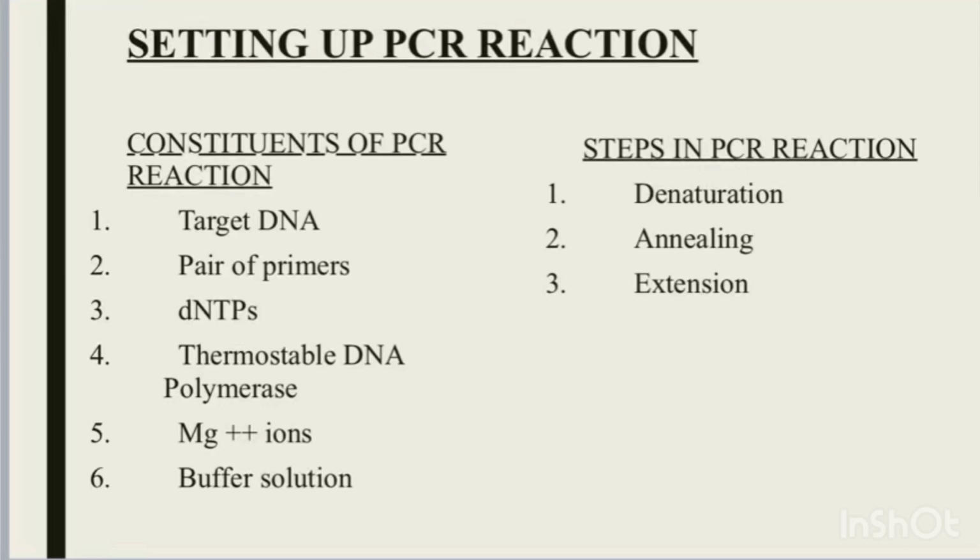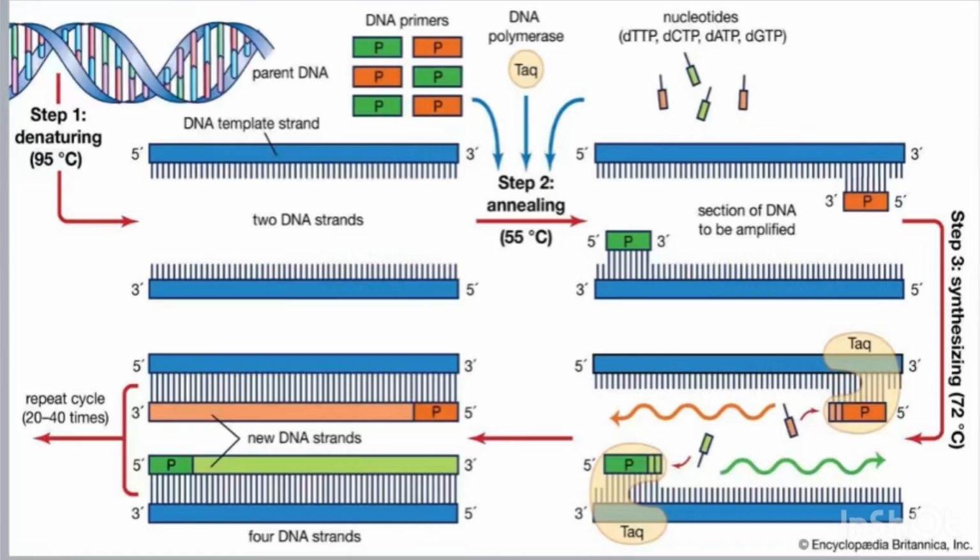The constituents of a PCR reaction are target DNA, pairs of primers, dNTPs, thermostable DNA polymerase, Mg2+ ion, and buffer solution. Apart from that, the PCR reaction mainly comprises three major steps. The first one is denaturation, the second step is annealing, and the third step is extension.